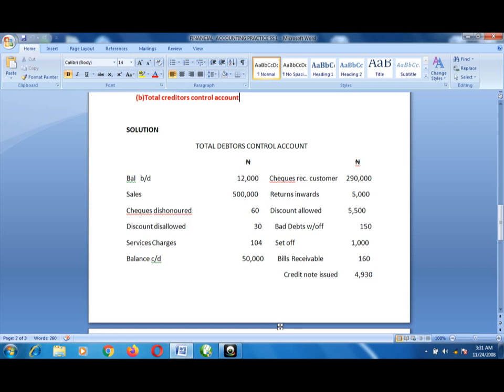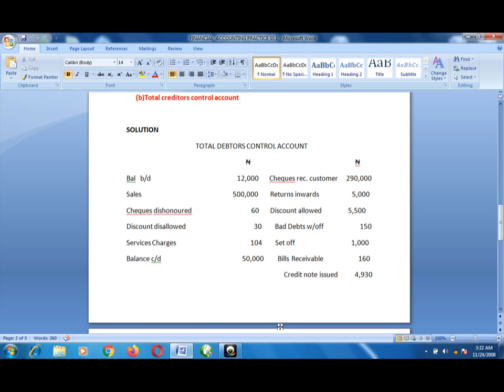Here you have a discount disallowed. Remember, discount allowed is on the credit side of the debtors control account, but if discount is disallowed, it must be on the debit side of the debtors control account. You have service charges, and remember I said a credit note issued must be on the credit side of the debtors control account, while a debit note issued must be on the debit side. And you are given the closing balance, where you have a balance at close.